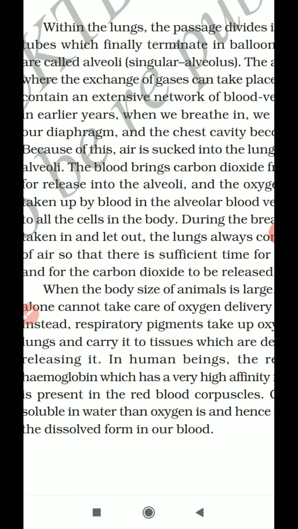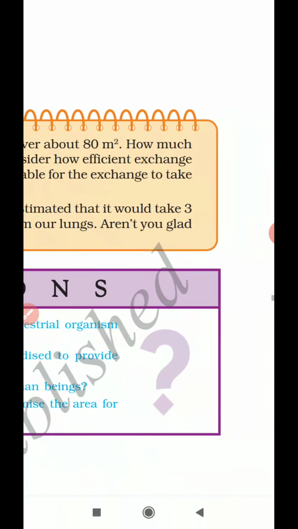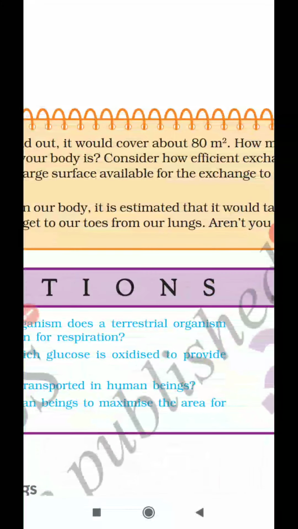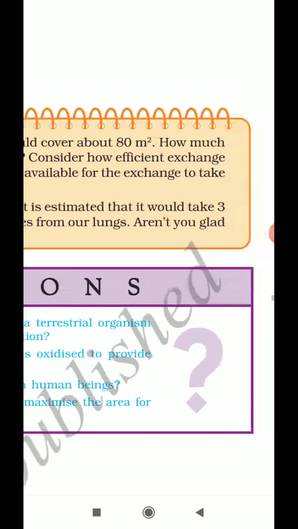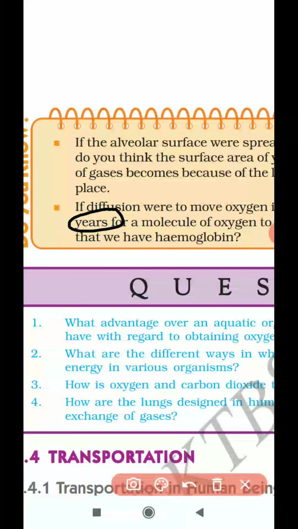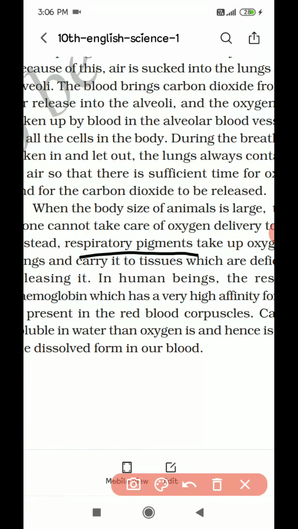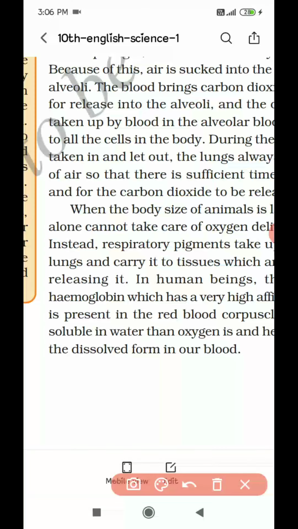So diffusion takes place, and here they have given that it takes more than 3 years. What takes more than 3 years? To diffuse the oxygen from blood to the cells of the toes, it takes 3 years. So diffusion in a higher organism is practically impossible. In order to reduce this problem, blood itself contains a respiratory pigment called hemoglobin.